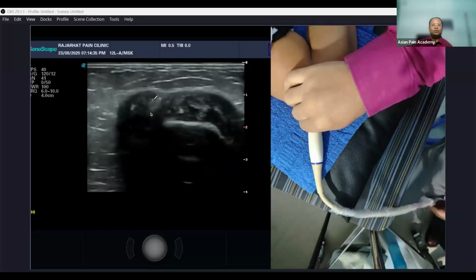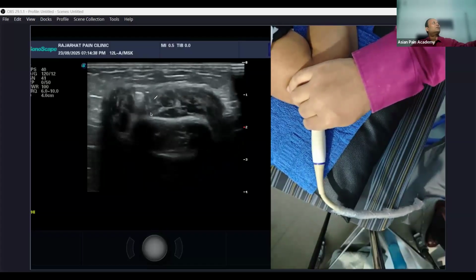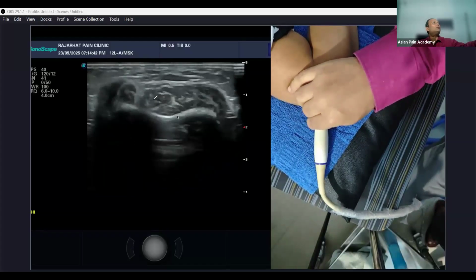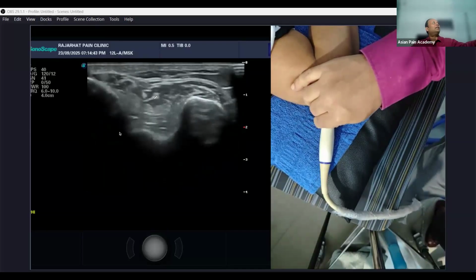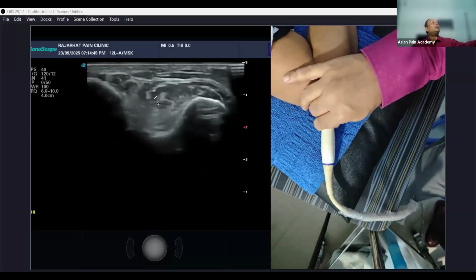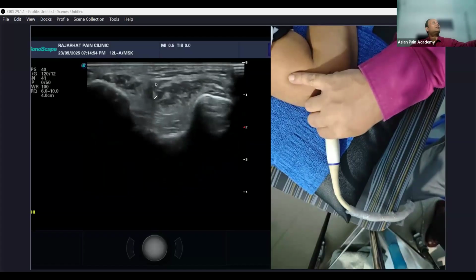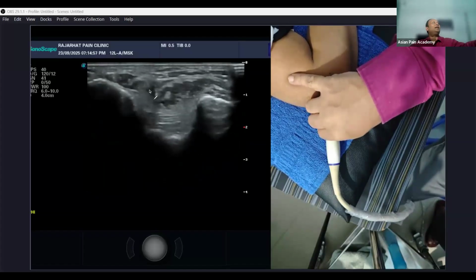So here also, this is the lower part of the humerus. If I go a bit down, this is the olecranon fossa, and this is the fat part. This is all fat part. Now the tendon should be forming here. Here in the triceps tendon, this tendon doesn't form exactly in the midline.